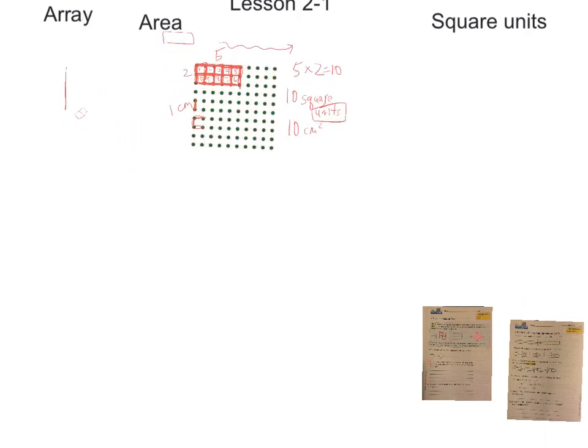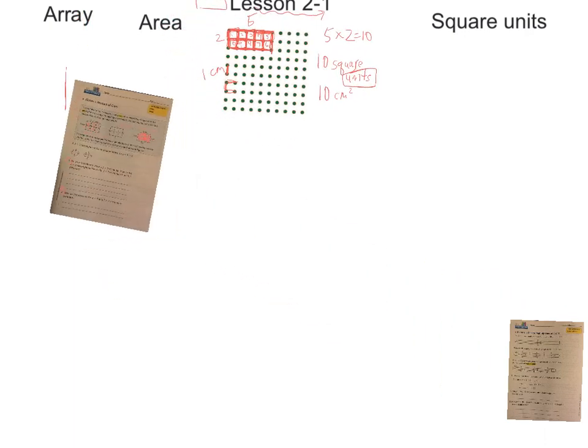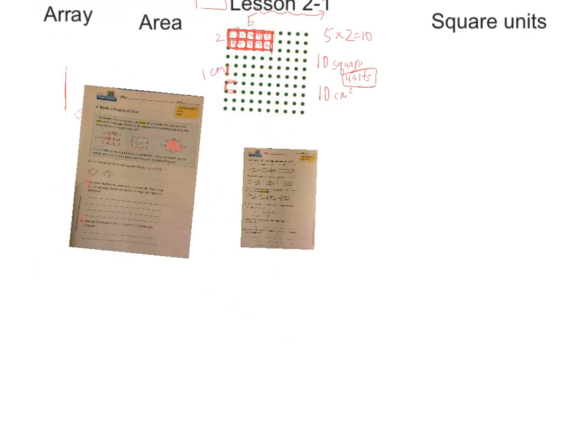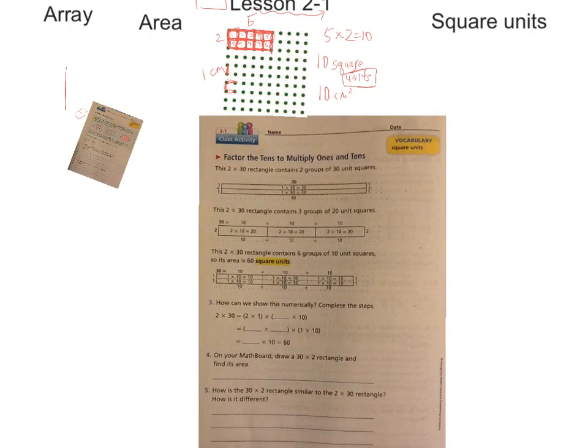So we are going to work on the last 2 questions on page 41, and then we're going to work on 42 in the small group. So make sure you have your books with you.